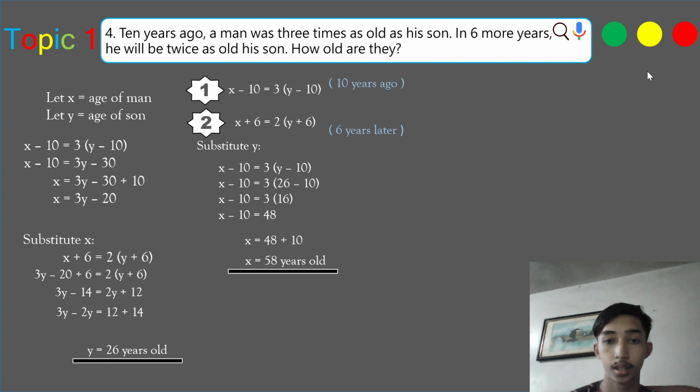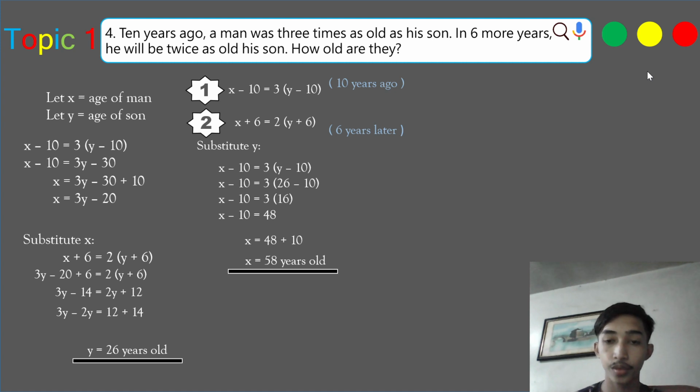Problem number 4. Ten years ago, a man was 3 times as old as his son. In 6 more years, he will be twice as old as his son. How old are they? So let x be the age of the man and let y be the age of the son. Our first equation is x minus 10 is equal to 3 times (y minus 10). And our second equation is x plus 6 is equal to 2 times (y plus 6).